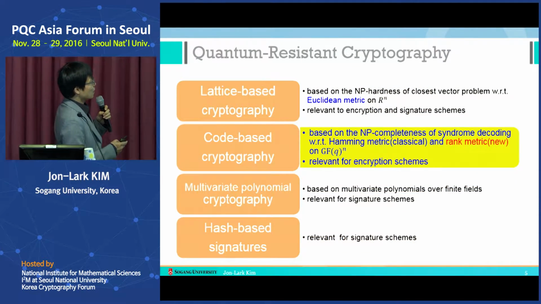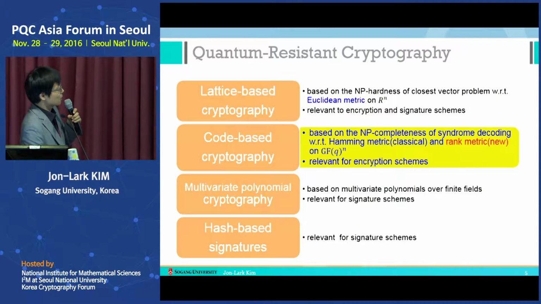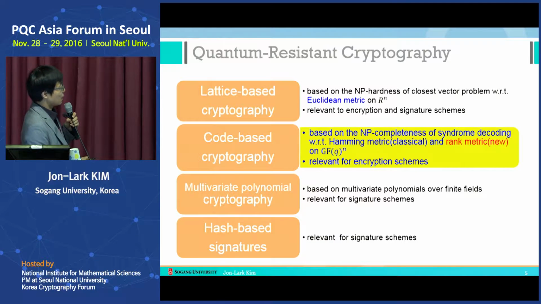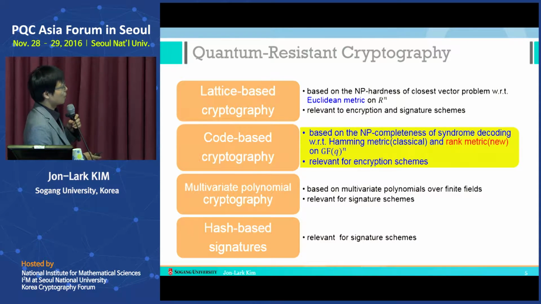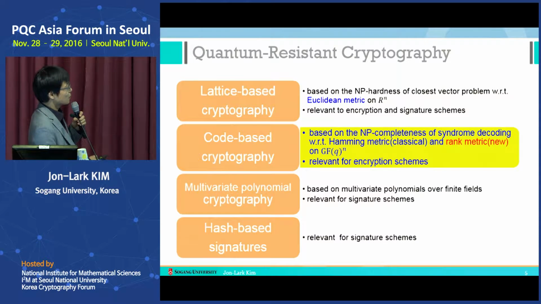So there are at least four quantum resistant algorithms, but I'm going to focus on the encryption part. Lattice-based cryptography or code-based cryptography are relevant for encryption. Maybe there are some signature schemes based on lattices and codes, but we focus on only the encryption part here.